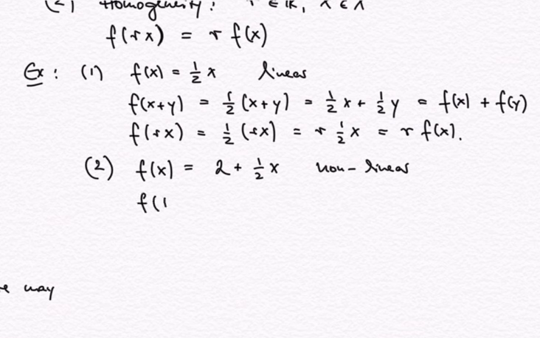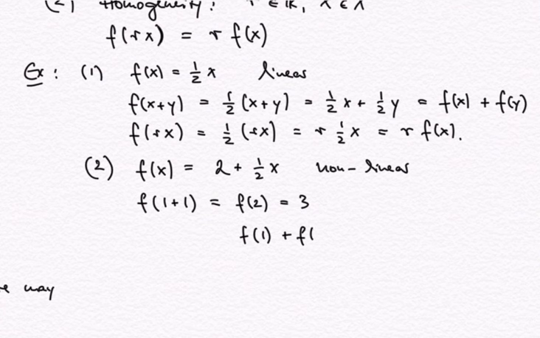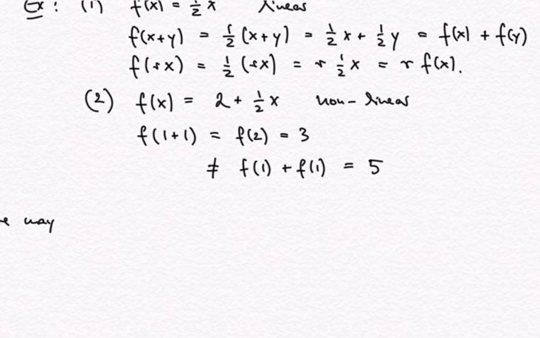If you, for example, consider the function value of 1 + 1, which is the function value of 2, this would be 2 + 1/2 × 2, this is 3. Then compare this with the sum of the function value of 1. What's the function value of 1? 2 + 1/2 × 1 is 2.5. 2.5 + 2.5 is 5. These two are clearly not the same. So the function is nonlinear.